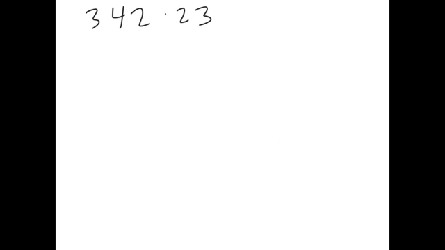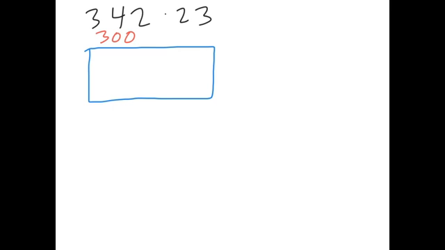Now there's a different way to do this, and that's geometrically. So let's take a rectangle. And so let's break up 342 and 23 like we did before. So we have 300, we have 40, and we have 2, and over here we have 20, and we have 3. And so we're breaking up this rectangle into different parts. And we want to find the area of the whole thing.